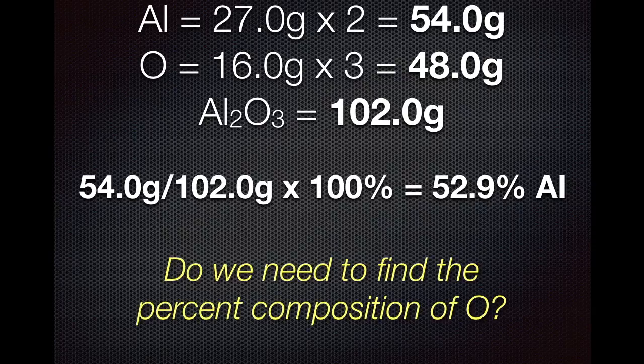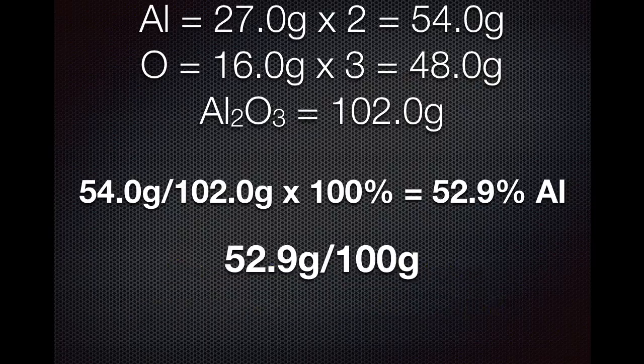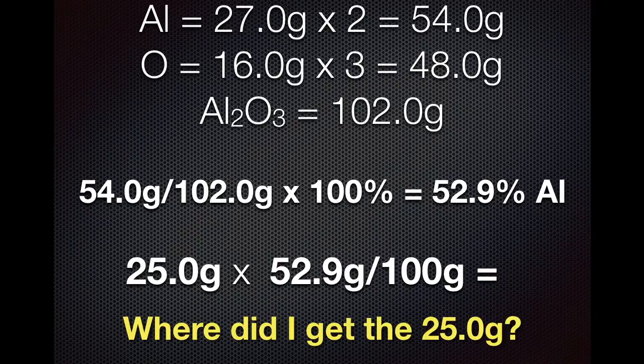So do I need to find the percent composition of oxygen? Not necessarily, because all I need is, like I said, the aluminum. So if we're following the book way, I'm going to turn that 52.9% into grams over 100, so I can use it as a conversion factor. So where do I get the 25 grams from? That is the starting mass that was given to you in the equation.